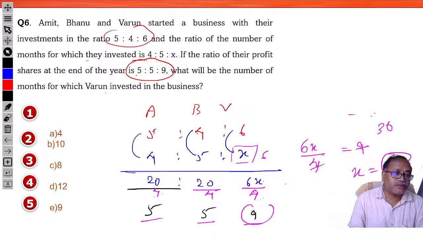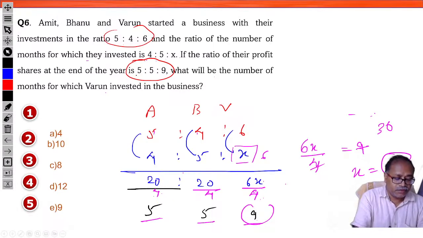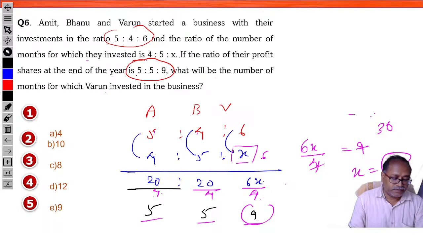Nilambar? Anyone? Aman? It should be 6. Any comment, please? I'm just waiting for your comment. Okay.